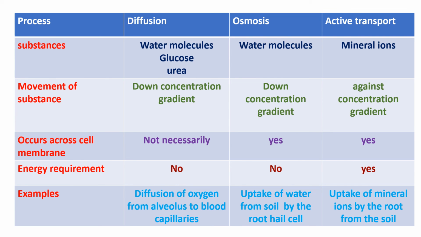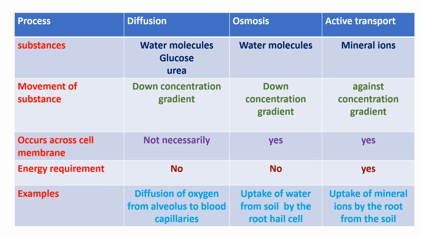Let's look at a comparison between diffusion, osmosis, and active transport. The substances that diffuse into and out of cells are usually water molecules, glucose, oxygen, carbon dioxide, and urea. But in osmosis, it's only water molecules. In active transport, it could be mineral ions. The movement of substances in diffusion is always down the concentration gradient, and in osmosis also down the concentration gradient. But in active transport, the movement of substances is against the concentration gradient.